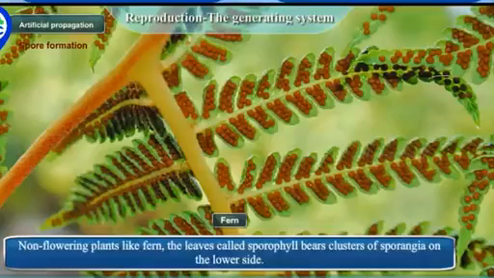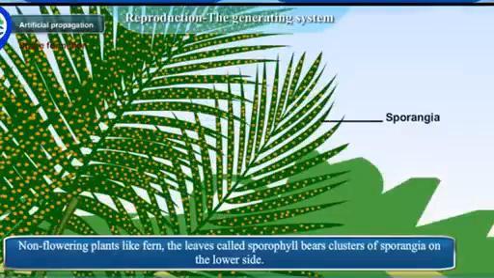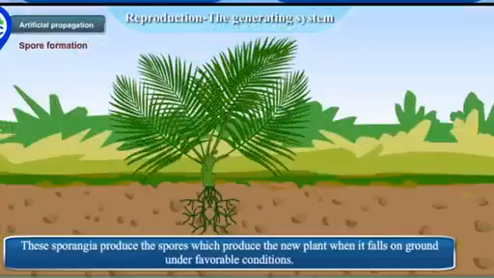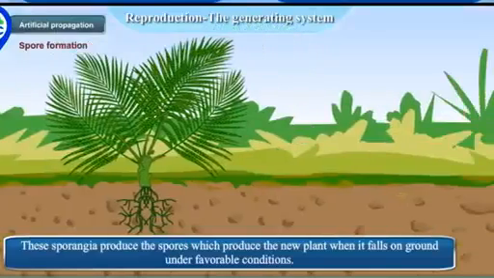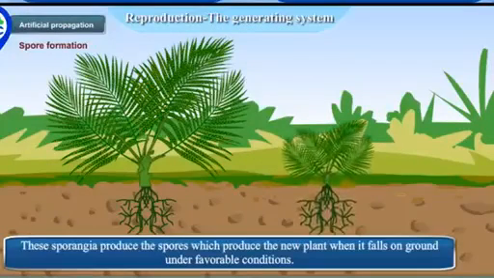In non-flowering plants like fern, the leaves, called sporophyll, bear clusters of sporangia on the lower side. These sporangia produce the spores, which produce the new plant when they fall on the ground under favorable conditions.